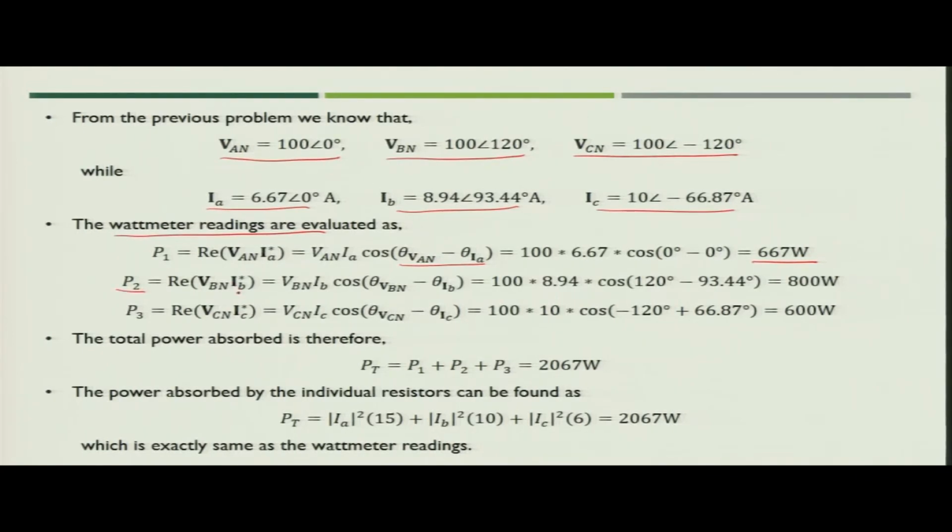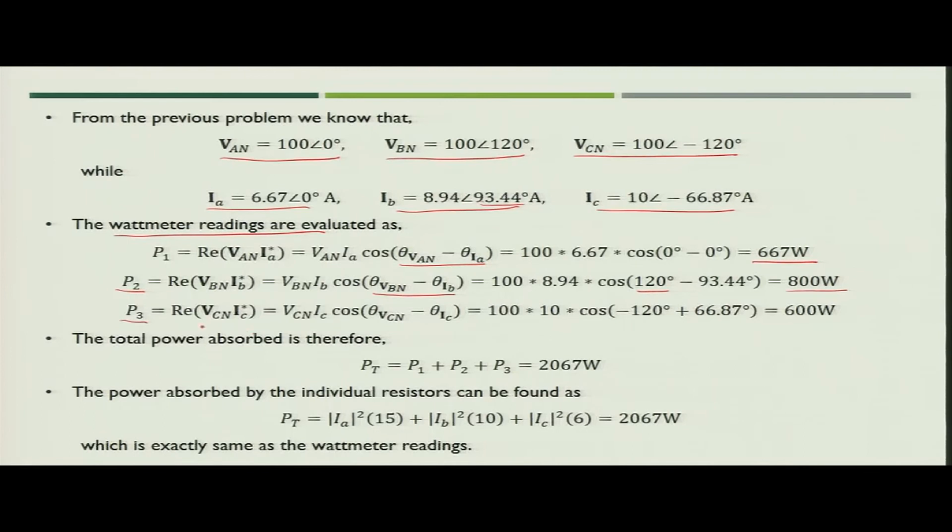Similarly, for P2 it will be the real part of VBN into IB conjugate, which you get as VBN into IB cos of theta VBN minus theta IB. So, now theta VBN will be 120, theta IB you have got 93.44 degree. So, the value of P2 you will get as 800 watt.